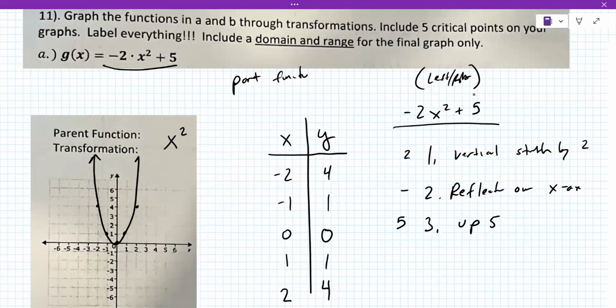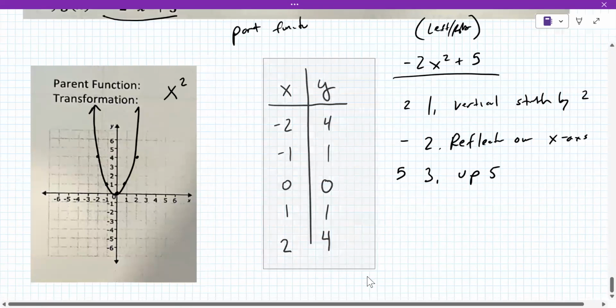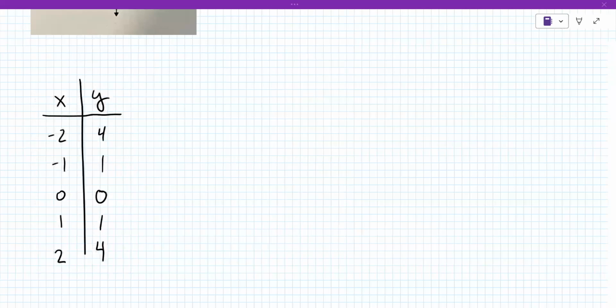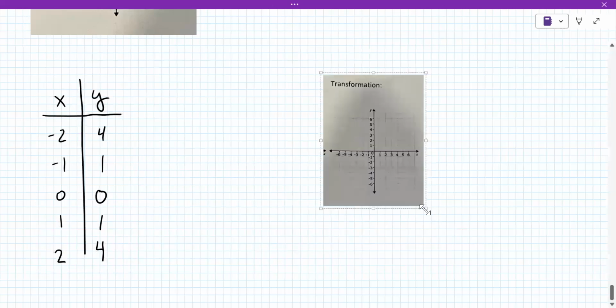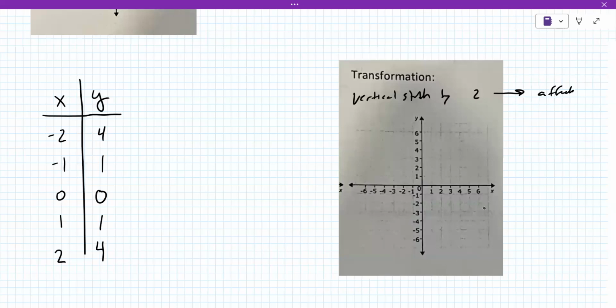Okay. All right, so we're going to deal with these one at a time. So we need this table. Grab the table. And then we're going to look at the transformation. Okay, and the first transformation we said was a vertical stretch by 2. And what you have to know is that that affects the y value. It gets longer. Yes, so you multiply all the y's by 2, x's stay the same.